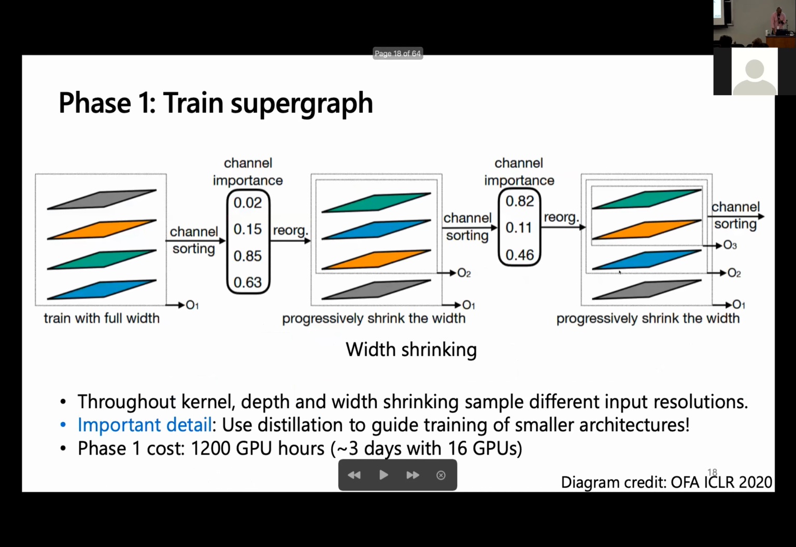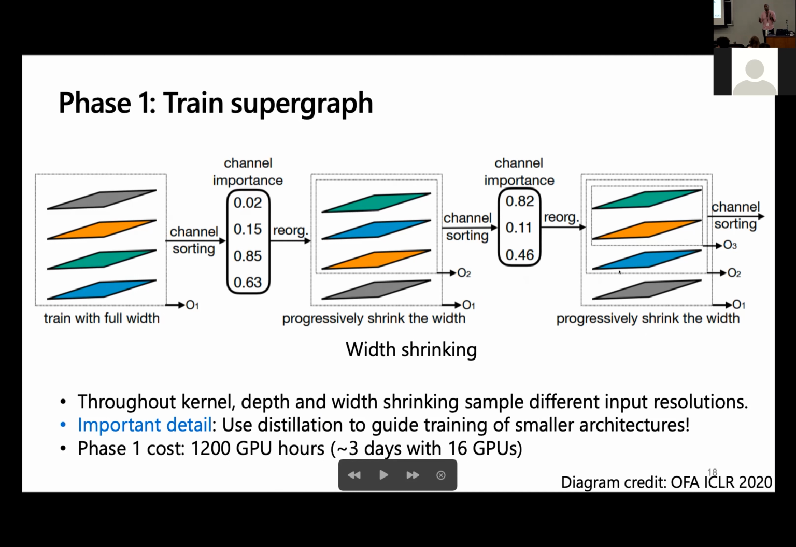Okay. And then other tricks, like, how do you shrink down your channels over time? And then at the same time, an important detail in blue: use distillation to guide the training of smaller architectures, especially against the big architecture, the supernet you have already been training. And as you can see, as published in the paper, the phase 1 cost, training your supernet, is 1,200 GPU hours, right?